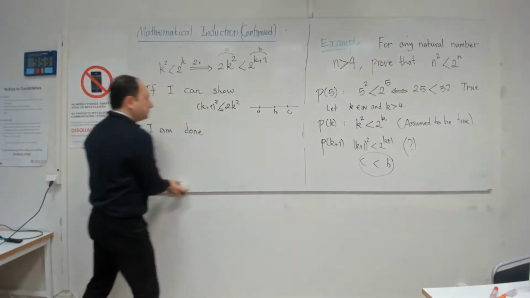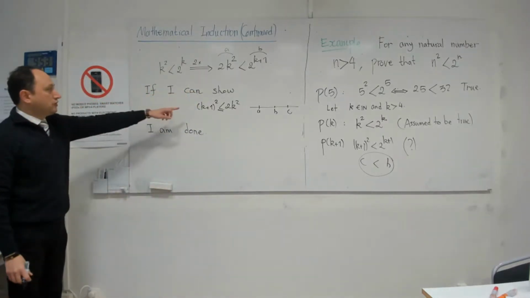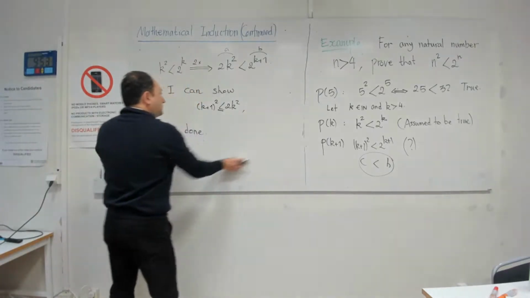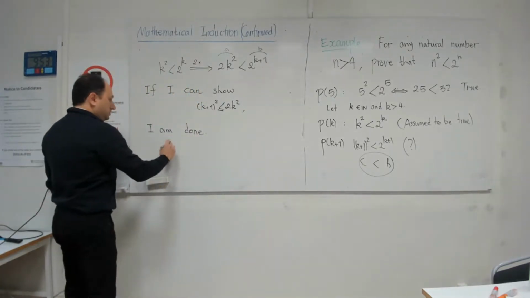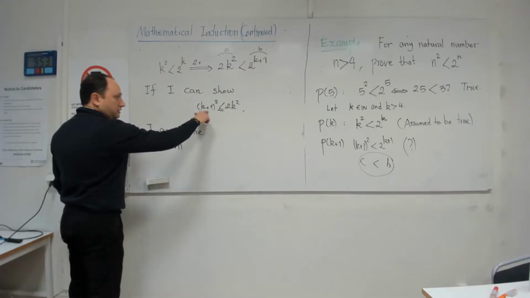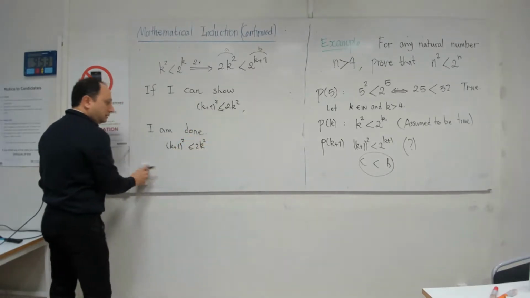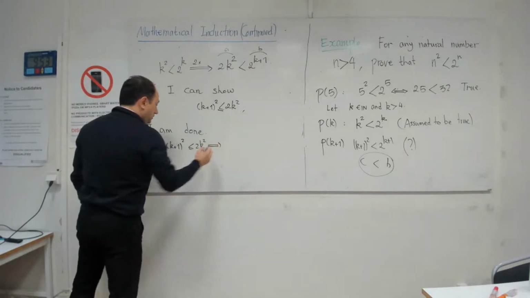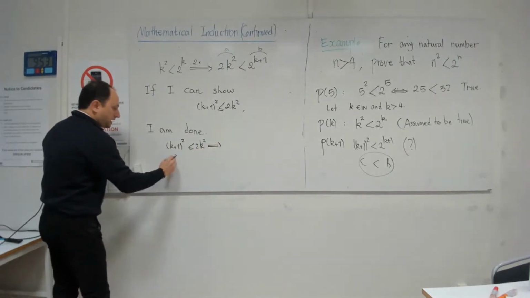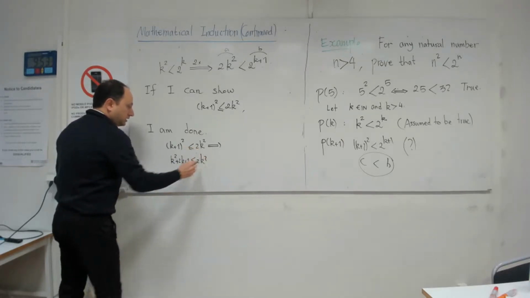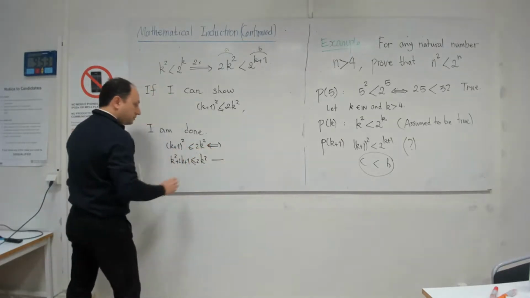Anyway, so if I can show this, then I am done. But this is very simple in this case. I don't know if this is guaranteed yet, so I need to simplify it in a reversible manner. So what should I do? I can expand this. It's k squared plus 2k plus 1 is less than or equal to 2k squared. Okay? It is also reversible.